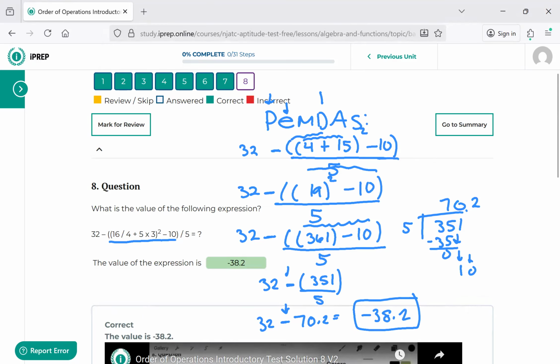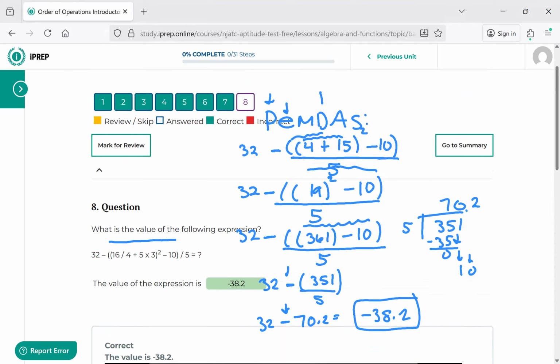Okay, so yeah, that was order of operations. This is going to help when you take the IBEW exam for electricians. Okay, I'm going to stop here.